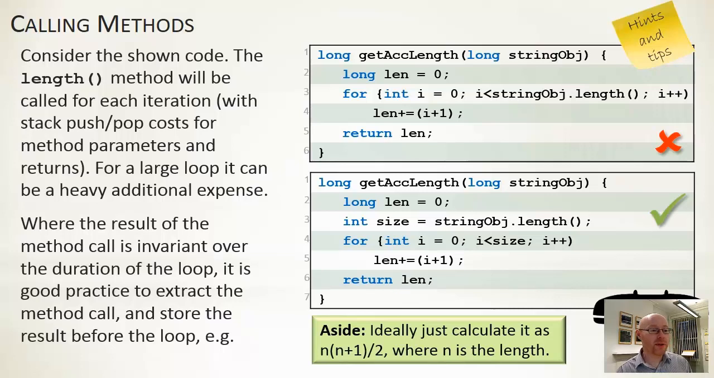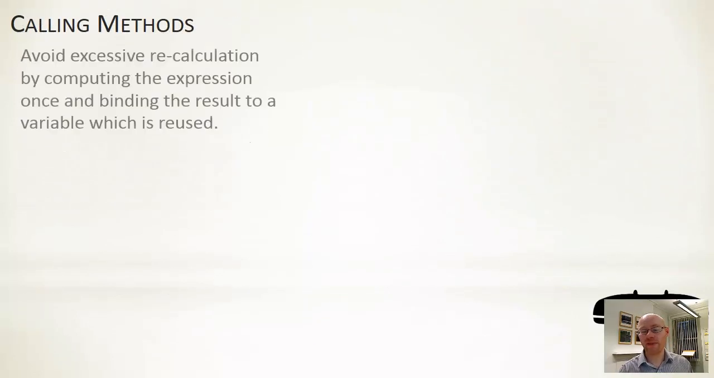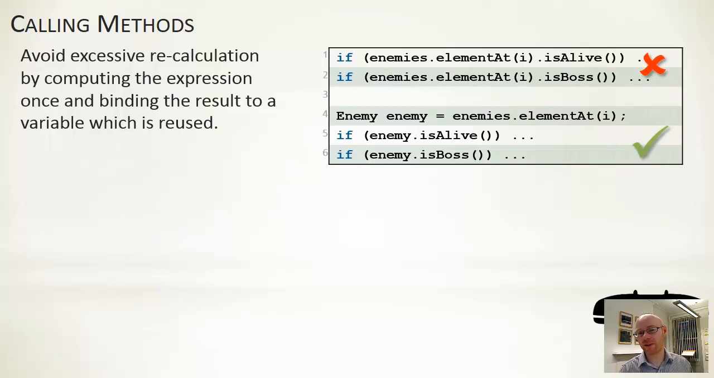Other examples of how we can improve our method usage are all along similar lines. You can see another example here. We're going to enemies, getting out the ith enemy, and asking, is it alive, is it a boss, and triggering some action based on that. Because we're reusing that, it makes sense to pull the thing out of the collection once and then query whatever methods we need to query on it.